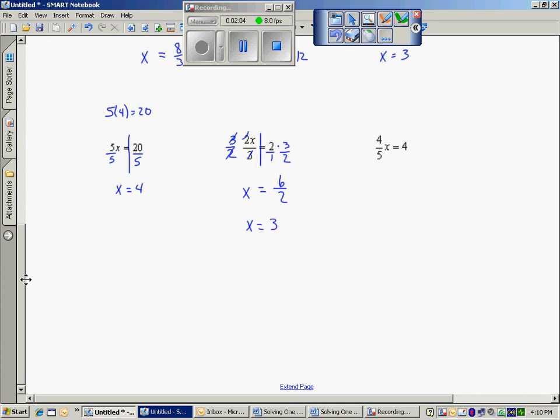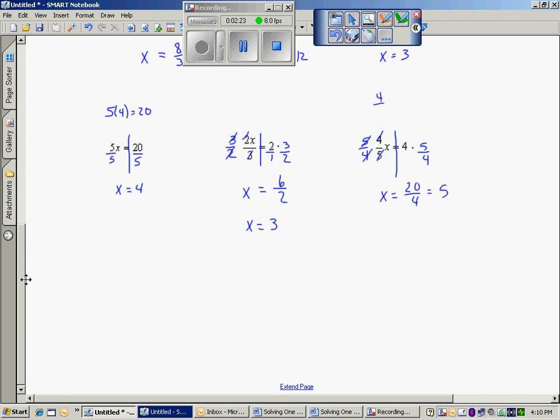And in the last problem, to get rid of the 4/5, the inverse is 5/4. Apply it to both sides of the equal sign. 4 divided by 4 is 1. 5 divided by 5 is 1. 1x remains. 4 times 5 is 20 over 4, which is 5.